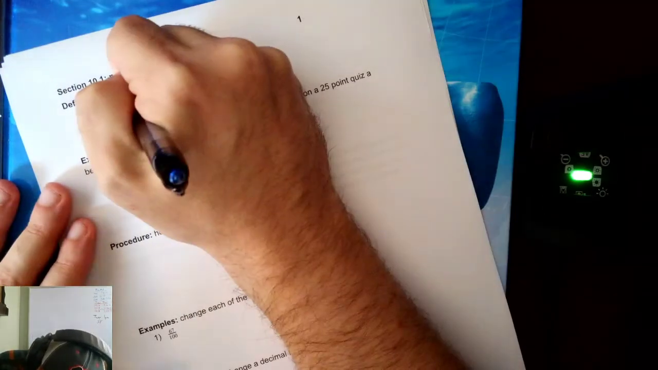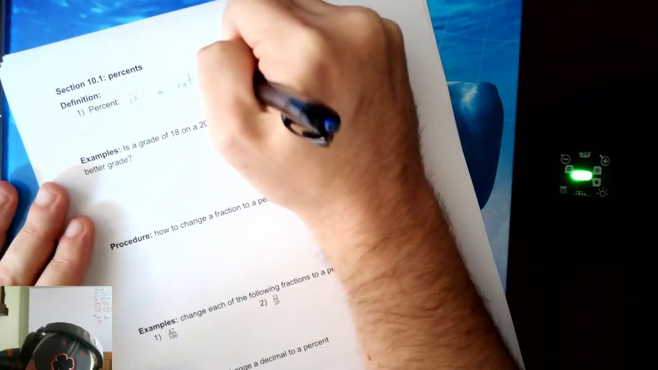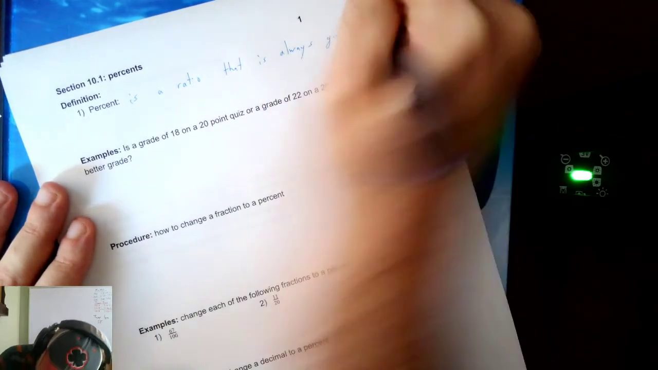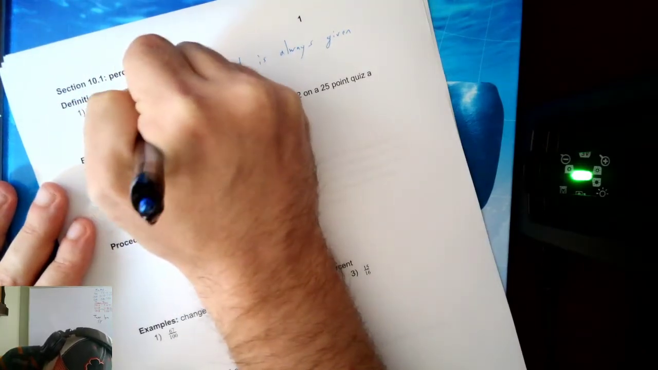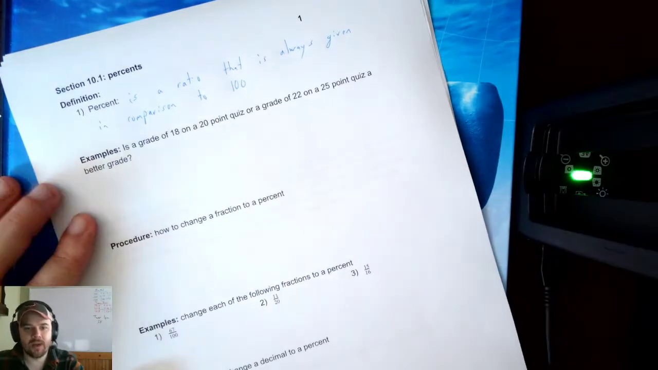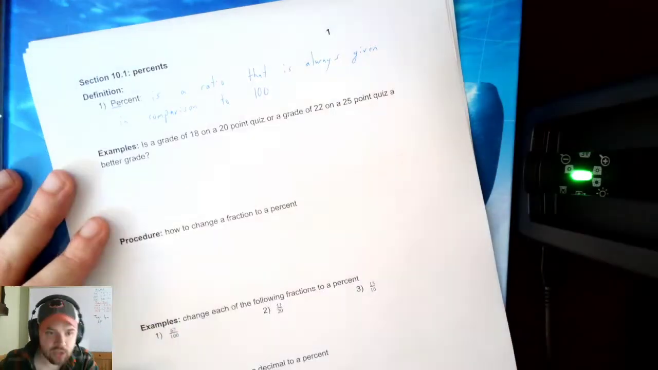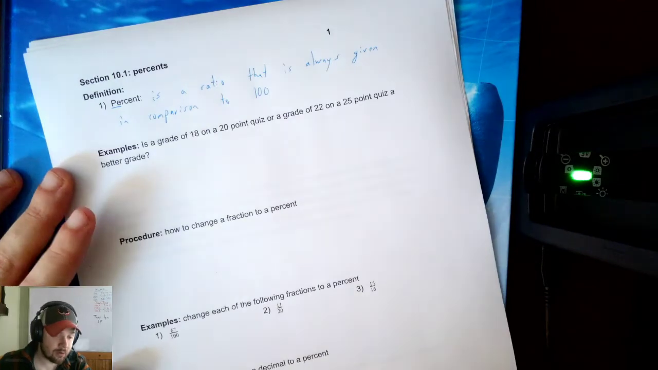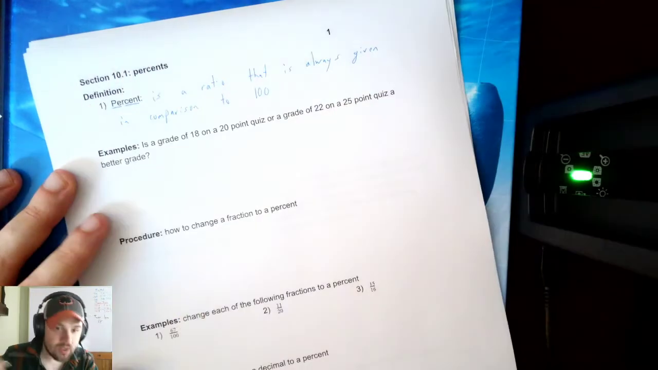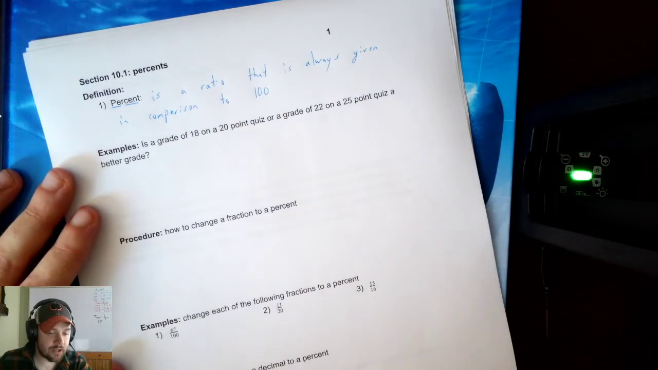A percent is a ratio that is always given in comparison to 100. The per part tells you it's a ratio. Remember, miles per hour is a ratio of miles to hours. We've seen ratios already. And the cent part tells you it's out of 100. Think century. 100 cents make a dollar. That's where the word comes from.